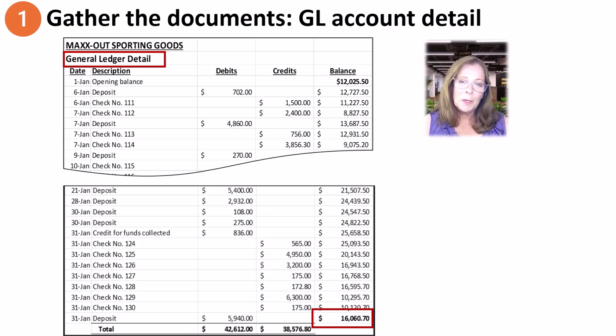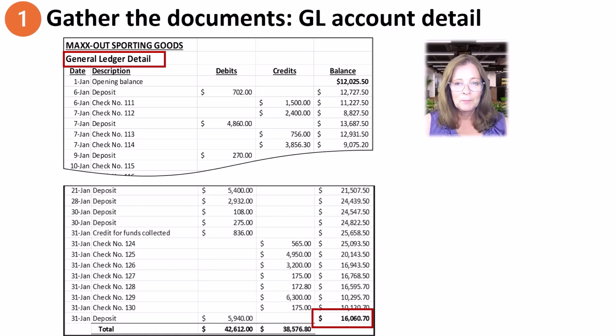The second document we need for the bank reconciliation is the general ledger detail for the cash account from the company's accounting records. While the bank statement shows the transactions recorded by the bank, the general ledger shows the transactions recorded by the company. This is the general ledger detail for our textbook example, Max Out Sporting Goods.